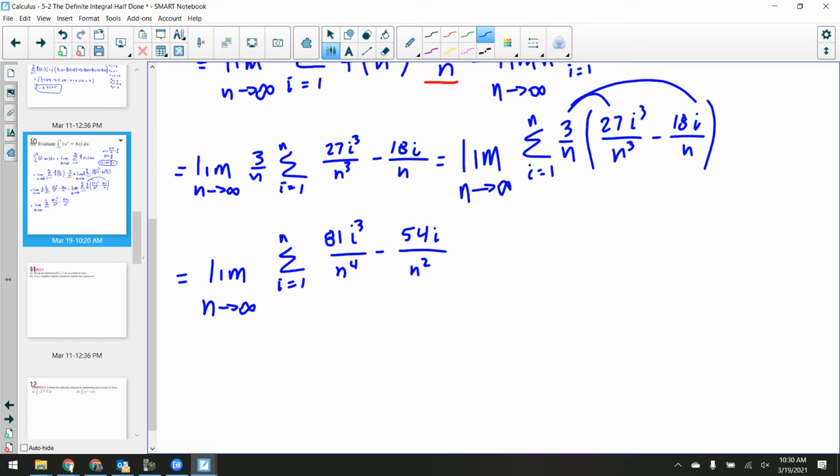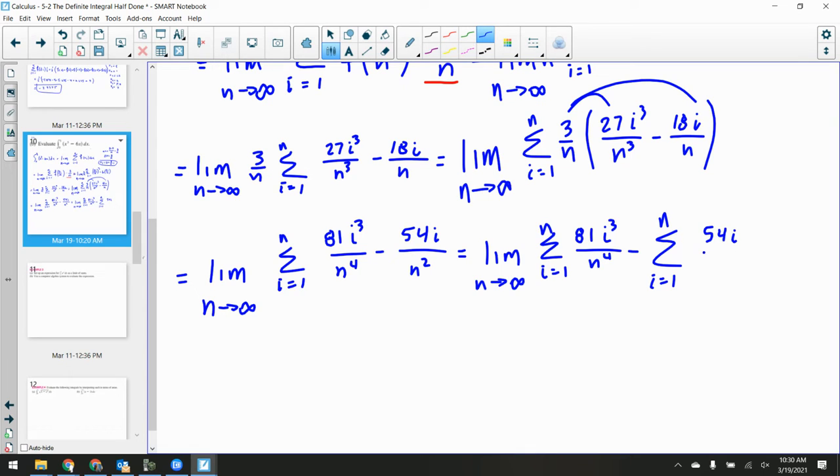Now, I'm going to do some properties of sums real quick. We learned yesterday that if I have a summation on a difference, I can take those two pieces and find the sum of them. So I'm just going to distribute this sum notation to both parts. That's really going to equal the limit as n goes to infinity of the sum as I goes from 1 to n of 81 I to the third over n to the 4th, minus the sum of I going from 1 to n of 54 I over n squared.